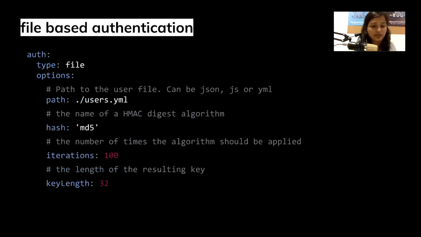So that's my path to the user's file, where I've listed all my users whom I would like to authenticate into my application. Hash is the hashing algorithm that would be applied on a clear text password using Deepstream's own command line interface, which comes inbuilt with the Deepstream server when you install it via the package manager, which I would show you in a bit. So you have the hash algorithm, which is MD5 in this case. The iterations are the number of times you would want to apply that particular hash algorithm. And key length is the length of the resulting key that is supposed to come out after applying the hash algorithm and the number of iterations.